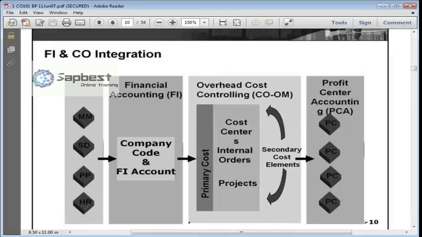Primary cost elements have a one-to-one relationship with a GL account. If I have a GL account called travel expense, there should be a primary cost element called travel expense. If there is a GL account called production cost, there should be a primary cost element called production cost. A GL account called marketing cost, there should be an identical one called marketing cost.